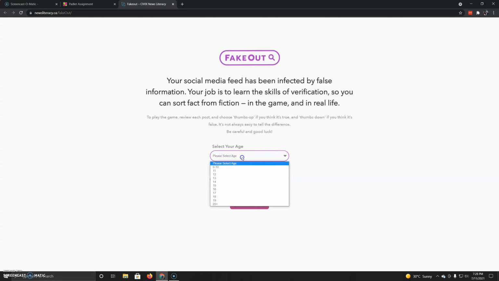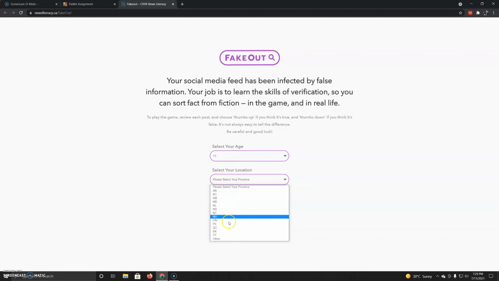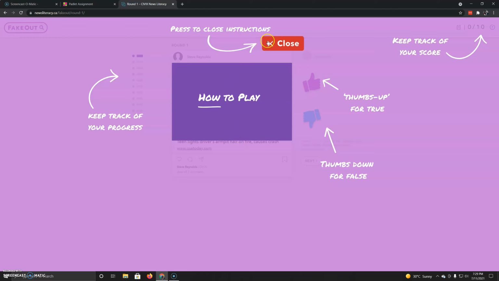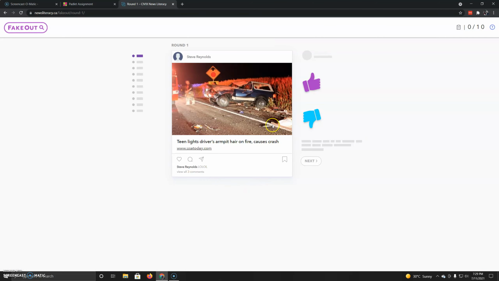There is also Fake Out, where you select your age, and it's centered in Canada, so it has you select a province, but you can select other if you'd like. And on here, you kind of do the same thing where you look at a news article headline and the producer of that news, and then you determine if you think it's real or if it's fake.